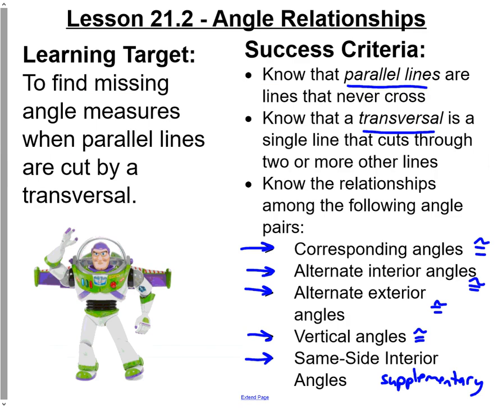But just to recap what we talked about today, we're working on finding actual angle measures when we have certain angle measures given, and just knowing that corresponding angles are congruent to each other. Alternate interior, alternate exterior, vertical angles, they all show congruence, and same side interior angles, if you find those, they're supplementary. And this is all dealing with parallel lines and a transversal. That's lesson 21.1. Sorry, I mean 21.2.